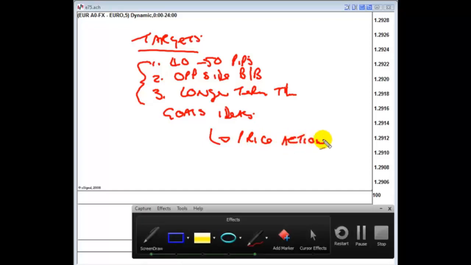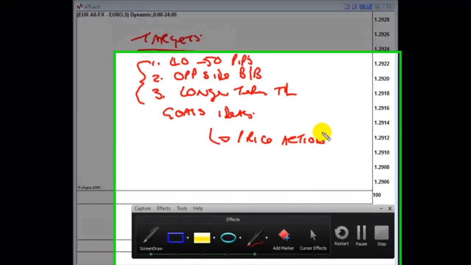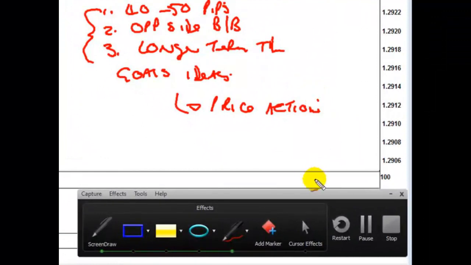And in the next video I'm going to be talking about monitoring the trade and setting targets, exiting the trade, and using trailing stop losses, when to move the stop loss to break even, when to exit the trade, and so on and so on. And I'll be covering that in the next video.